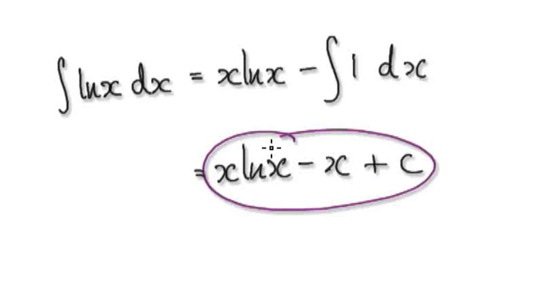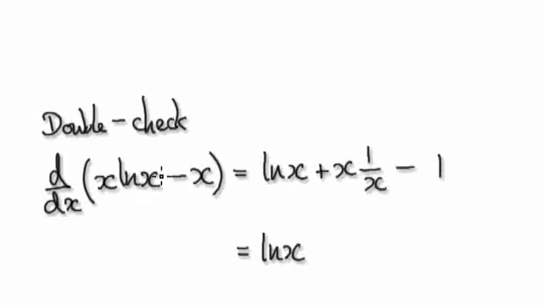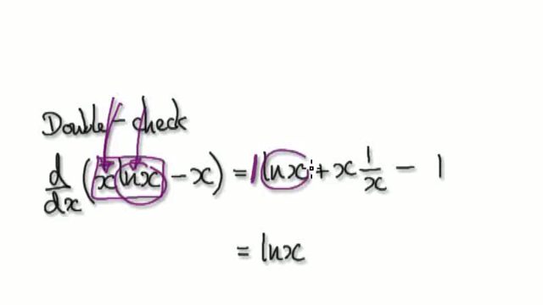Okay. Let's just double check. So let's try and differentiate this. So now we are going to differentiate this. Let's try and zoom into this bit here. So we've got to use the product rule here. So the product rule is differentiate this, leave this the same. So differentiate the x would be 1, and then leave this the same. That's this bit the same, and then plus.